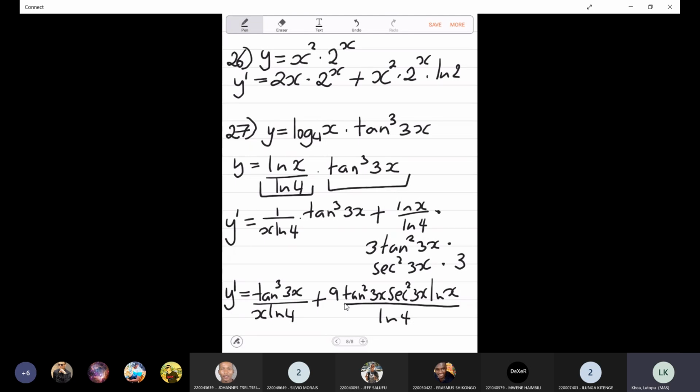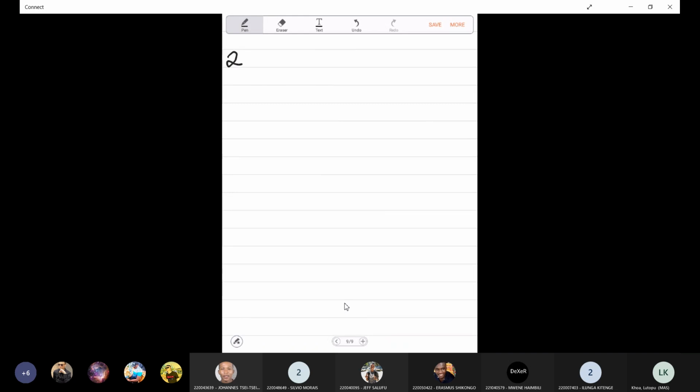Then number 28, we have y is equal to tan of e to the power of cos of 2x. So here we just have to use the chain rule. So on the outside we have tan, so the derivative of tan is sec squared.